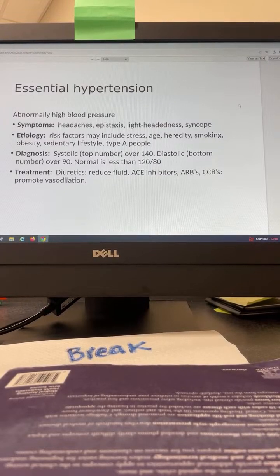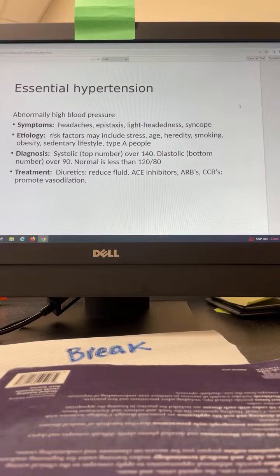Obesity and sedentary lifestyle as well. So most of these risk factors are lifestyle related. How do we diagnose this? Well, we're going to look at people's blood pressure. And it's not just a one-time thing, like, oh, you have one blood pressure reading that's high, now you have hypertension. It's like, no, it has to establish a pattern of having high blood pressure readings.